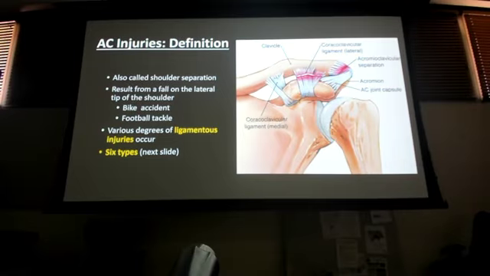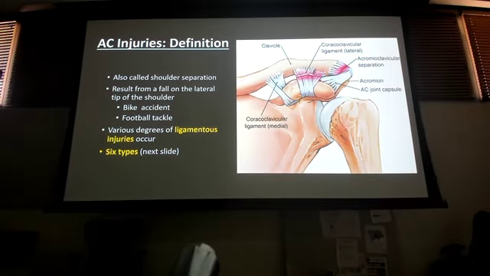So AC joint injuries, or AC injuries, okay? Very commonly they're called shoulder separations. I actually don't like that term, okay? Because if you have lower classifications of AC joint injuries, then they're not actually separated, so it's a misnomer. Okay, but that is a common term that's used, so you have to know that.